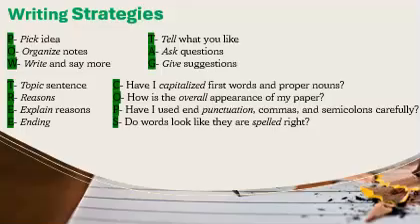POW: pick idea, organize notes, write, and say more. And TREE: topic sentence, reasons, explain reasons, and ending. And POW and TREE can also be used at the same time to work together.